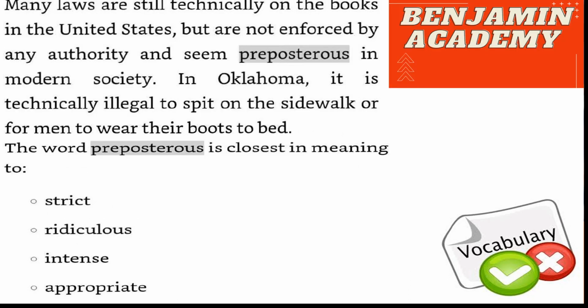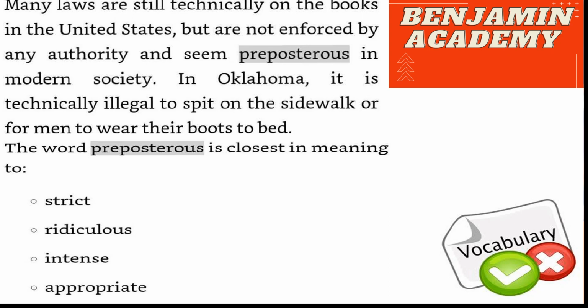So let's move on. Many laws are still technically on the books in the United States, but are not enforced by any authority and seem preposterous in modern society. In Oklahoma, it is technically illegal to spit on the sidewalk or for men to wear their boots to bed. The word preposterous is the closest in meaning to strict, ridiculous, intense, appropriate. Actually, the second answer is correct.